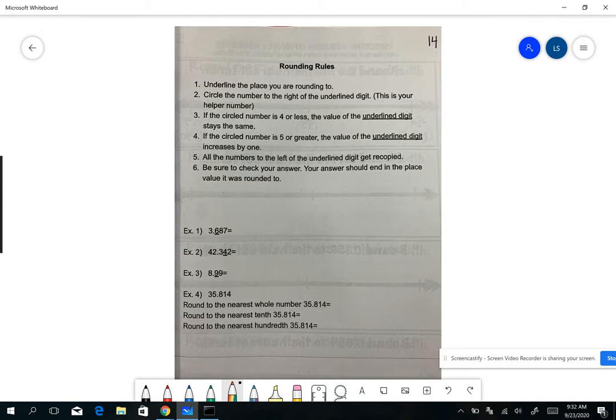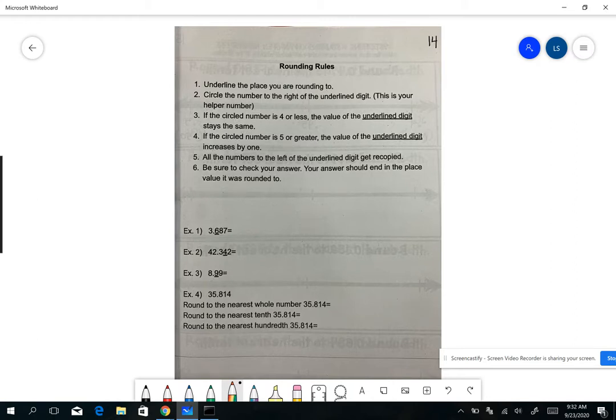If the circled number is 4 or less, then the value of the underlined digit stays the same. And if the circled number is 5 or greater, then the value of the underlined digit increases by 1. And then you copy all the numbers to the left.